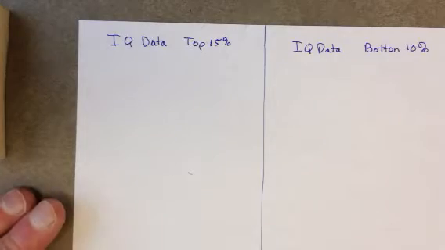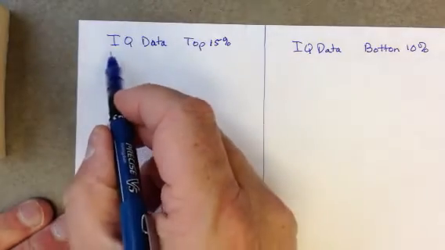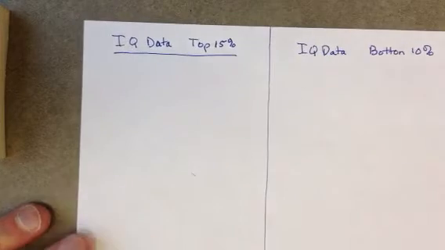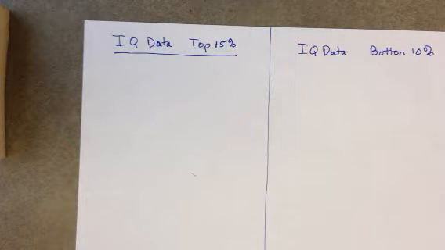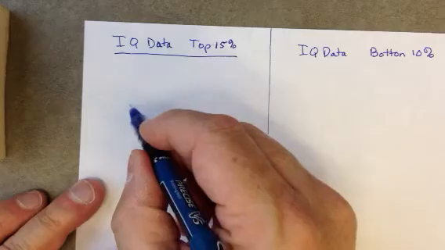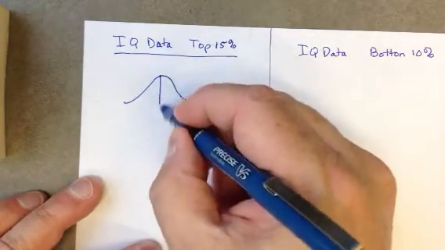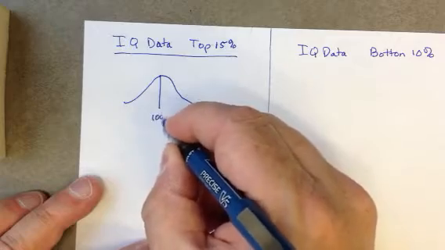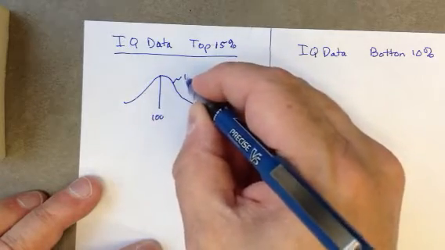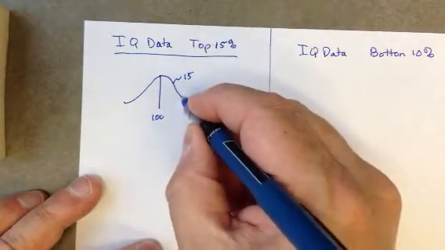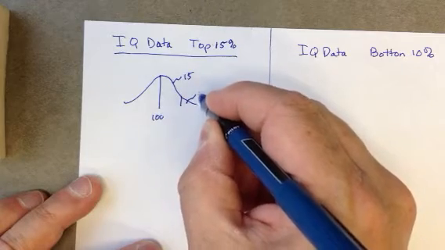We're going to look at three normal distribution questions. The first one is we have IQ data, and we want to figure out what is the cutoff for the top 15% of people taking the IQ test. So we draw our familiar normal curve with a mean of 100, standard deviation of 15, and we're looking at the top 15%.